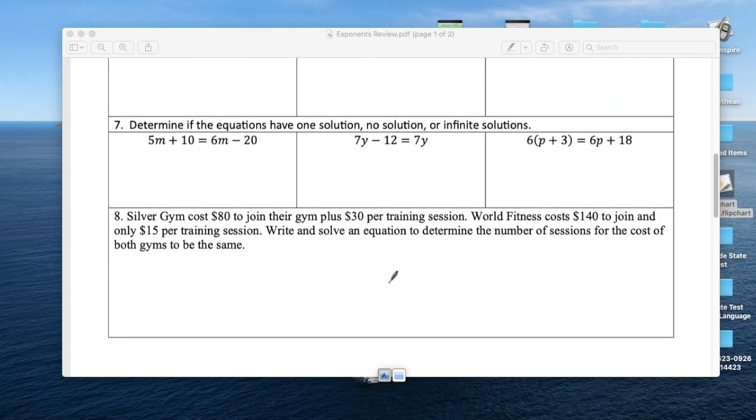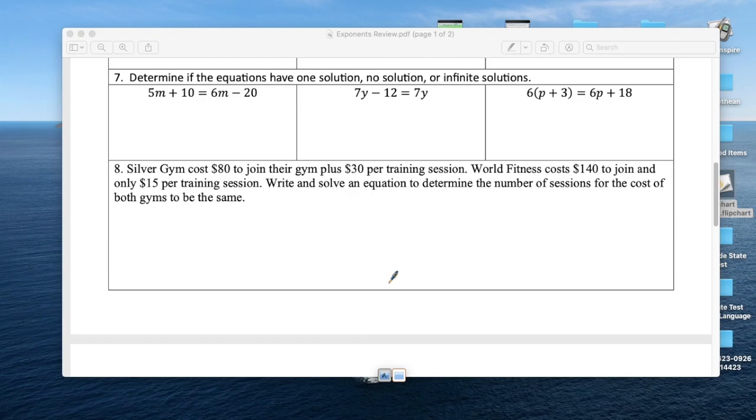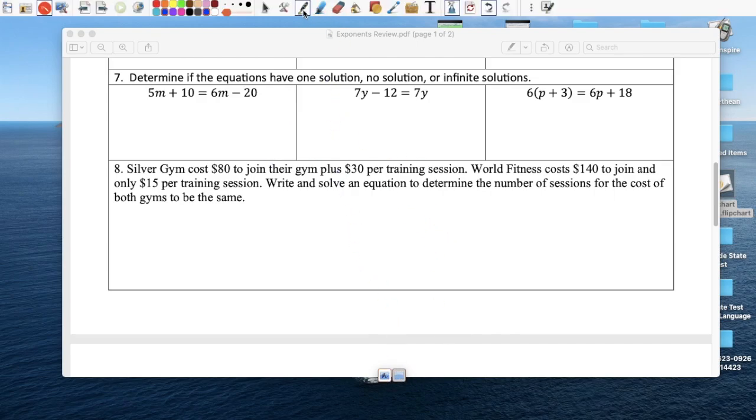Just go over your notes on the equations. No solution, one solution, infinite solution. So let's do the first one. Let's see which one it is.